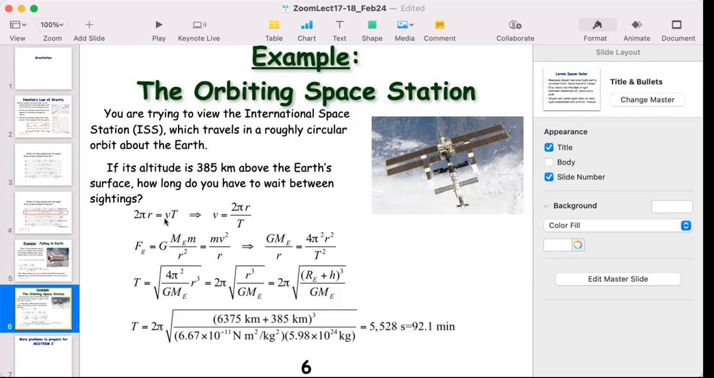Right. So anyway, what we have to do is 2 pi r, right? Our circumference is equal to the velocity multiplied by the time. The time we know that in this case is the period T. So we have that our velocity is also equal to 2 pi r divided by T. This is just to remember what we are dealing with.